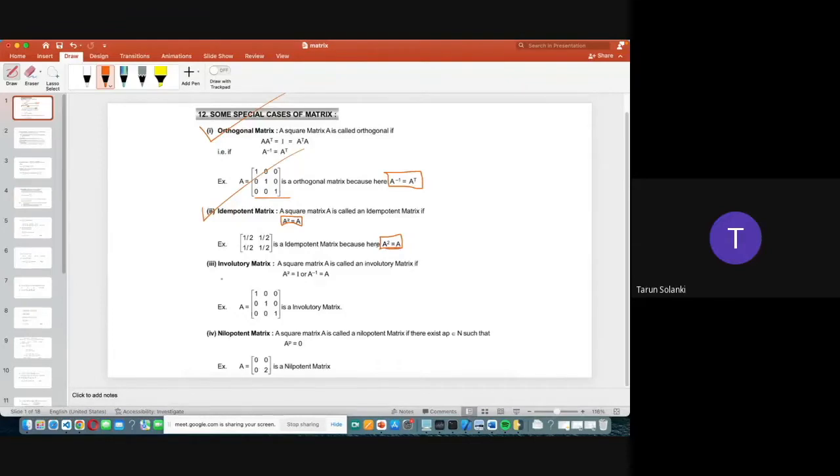So let me discuss the fourth one also, which is the nilpotent matrix. A square matrix A is called a nilpotent matrix if there exists P belonging to N such that A to the power P is equal to 0. Suppose a matrix is given as 0 0 0 and 2, which is a nilpotent matrix. So first copy down these four. Then we'll see more special cases.